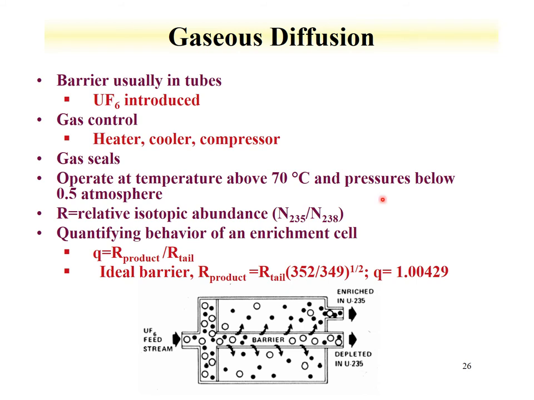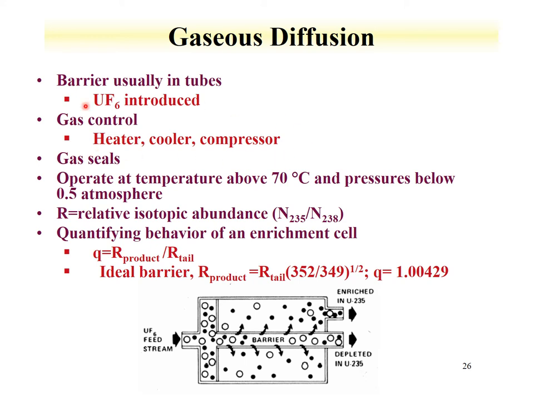An example of a gaseous diffusion system is shown here. The uranium hexafluoride would be introduced in this stream, travel along this tube, contact the barrier, where after contacting the barrier sufficient times, it permeates through the barrier.